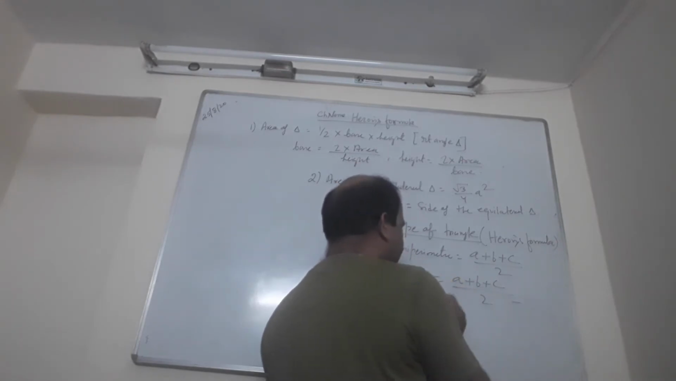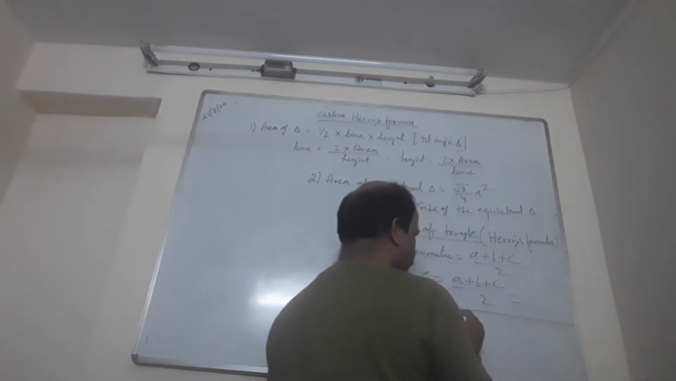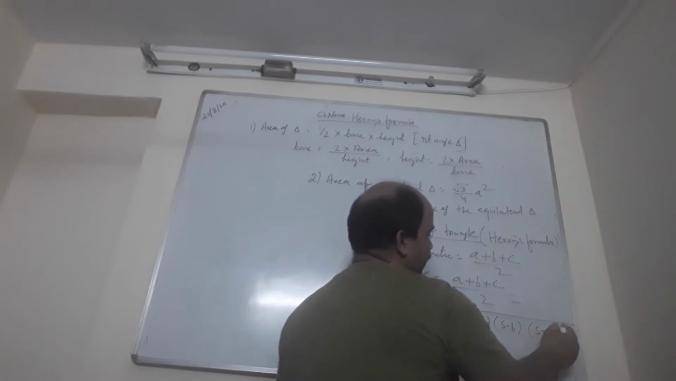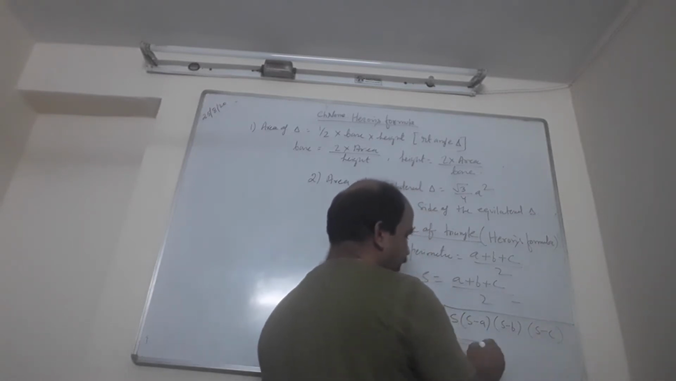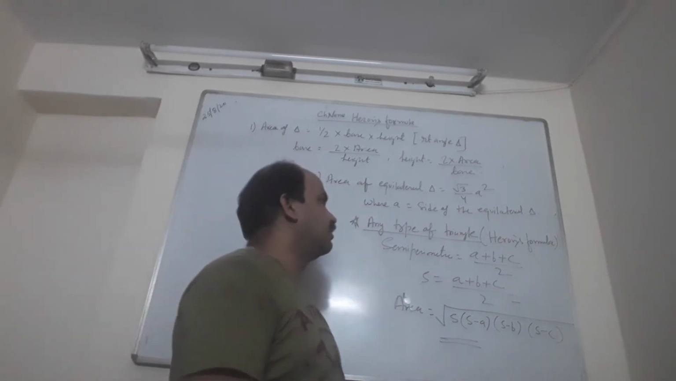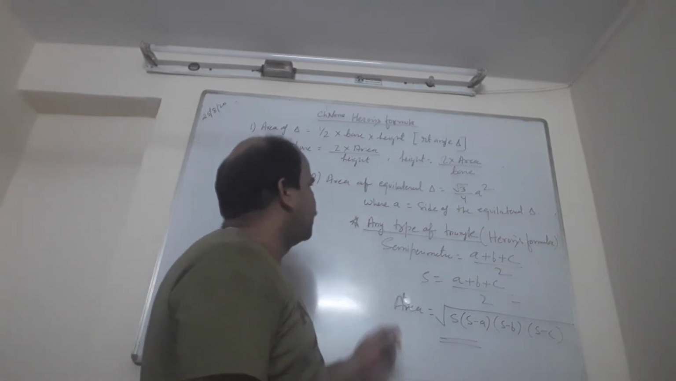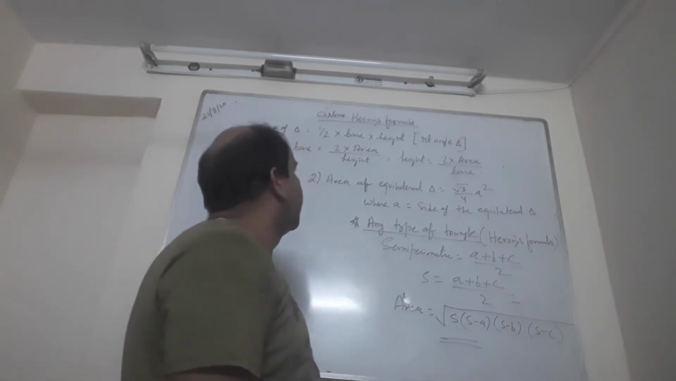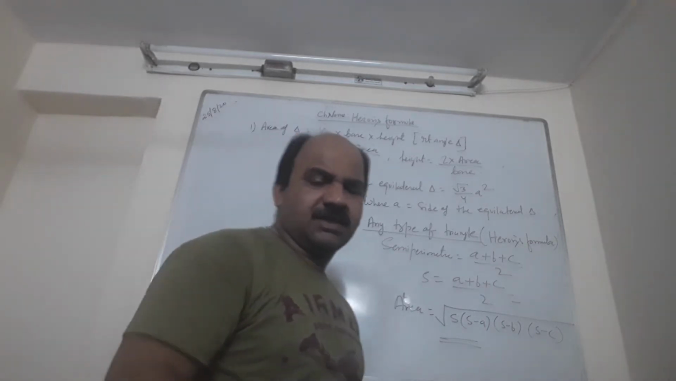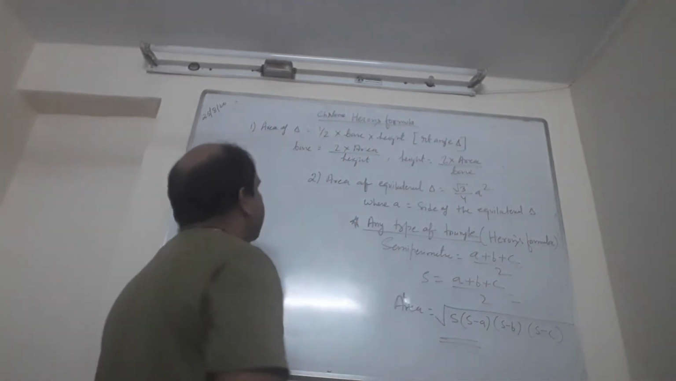After getting the s, we have to find the area. So we write area equals under root s into s minus a, s minus b, and s minus c. That will help to find the area of any type of triangle. So these are the formulas which we will use in the lesson Heron's formula. Now see what type of questions can be asked in this lesson.